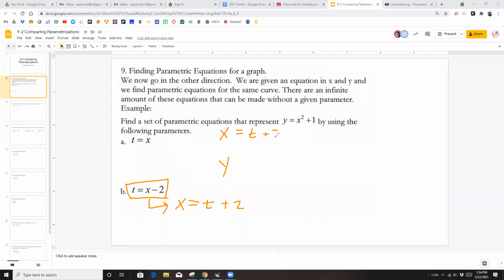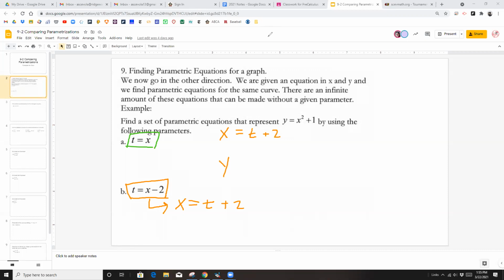And why would you want to do that? Well, maybe you want the graph to start when t equals 2, where you want x to be 0. So this is what you would use for that. But if you wanted t to be 0 and x to be 0, then you would use this parameter. Down the road, we'll get more into depth on these, but for now we're just doing kind of random equations. But that's why you might want to do that.